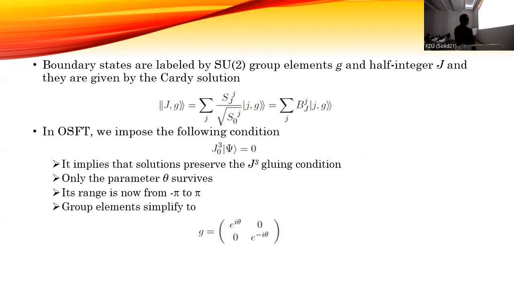When we actually do calculations in this model, we impose this condition on the string field to fix some residual symmetry, and this simplifies the whole problem quite a lot, because it implies that the solutions preserve a condition for the J3 current. This means that out of the 3 angles that parameterize the SU(2) element, only one of them survives, and we can write the SU(2) element just like this, which is very simple.